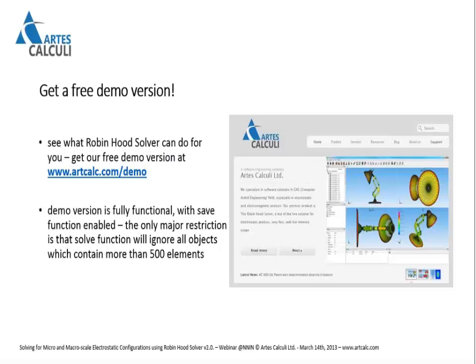You can get a free demo version of Robinhood Solver at www.archive.com/demo. You simply fill in the form in which we will ask you to give your name and email address, and you will get the download links for the current demo version automatically.